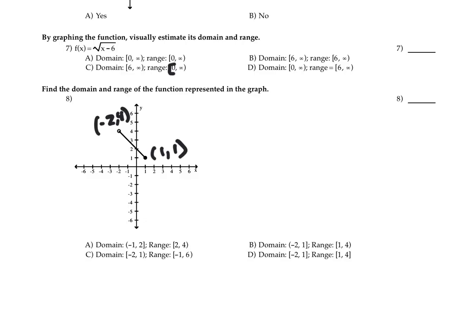And then for my range, my Y values are 1 to 4. 1 is a bracket, 4 would be a parenthesis. So 1 to 4, bracket to parenthesis. So the one that fits that best would be B.